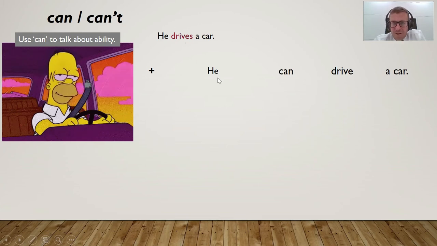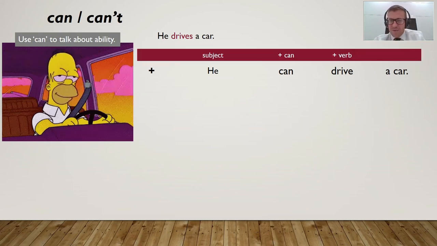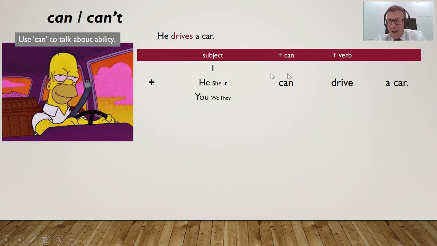Now notice there is no S. So for all the verbs we teach in present simple, we say he drives, he plays, he lives. For can, you don't put the S. Subject, can, verb. I can drive a car. He, she can drive a car. You can drive a car. So it's a bit easier with this.